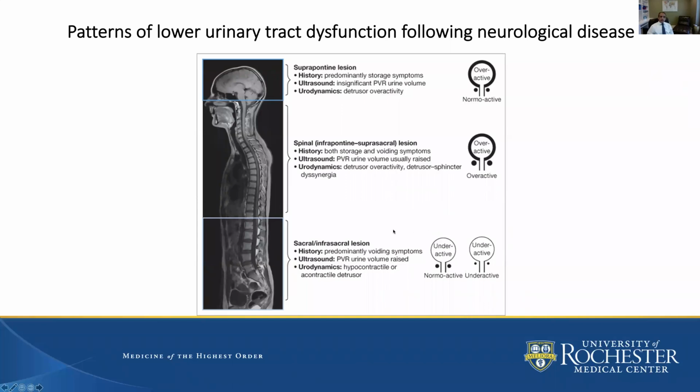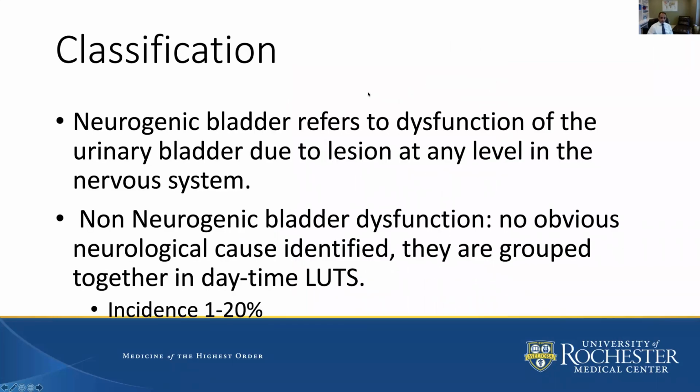You can see different pathologies and different clinical features with lesions at different levels in the brain and nervous system. If there is a suprapontine lesion, you may see overactive bladder, but the sphincter should act normally. In history, these patients usually present with storage symptoms. On ultrasound, you may see small volumes and insignificant PVR since the sphincter is functioning normally. On urodynamics, you may see some detrusor overactivity. Sorry for that.